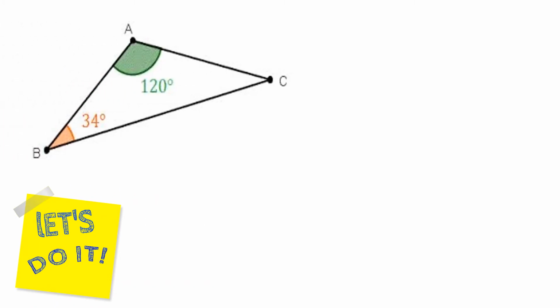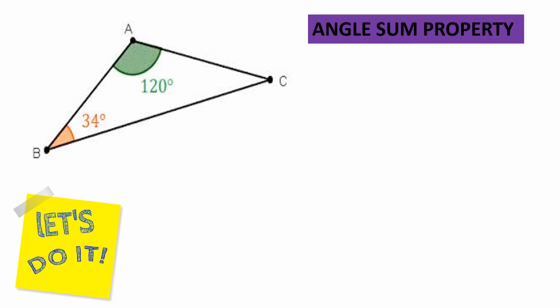Let's see another example. You are being given a triangle ABC whose angle A is 120 degrees, angle B is 34 degrees. You need to find out angle C. Can you find out angle C? By using what you can find, children? Yes, it's by using angle sum property.